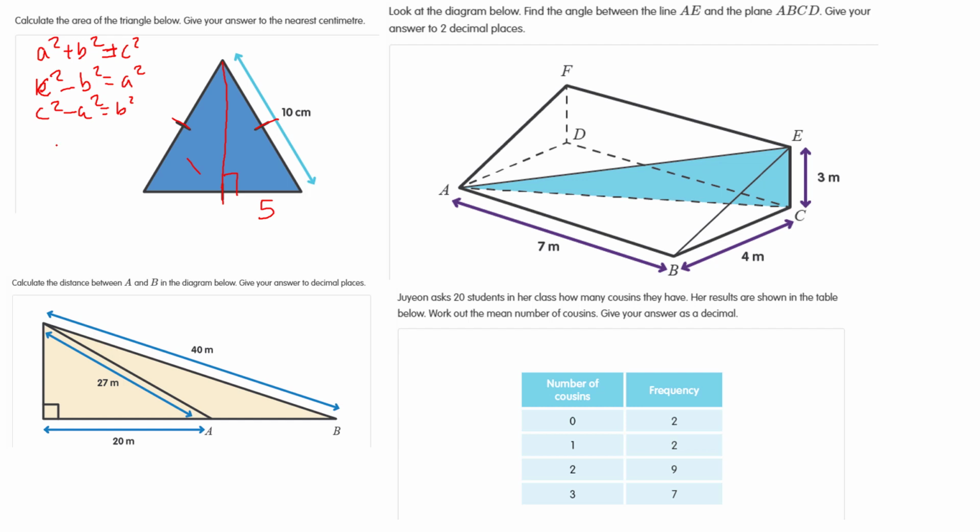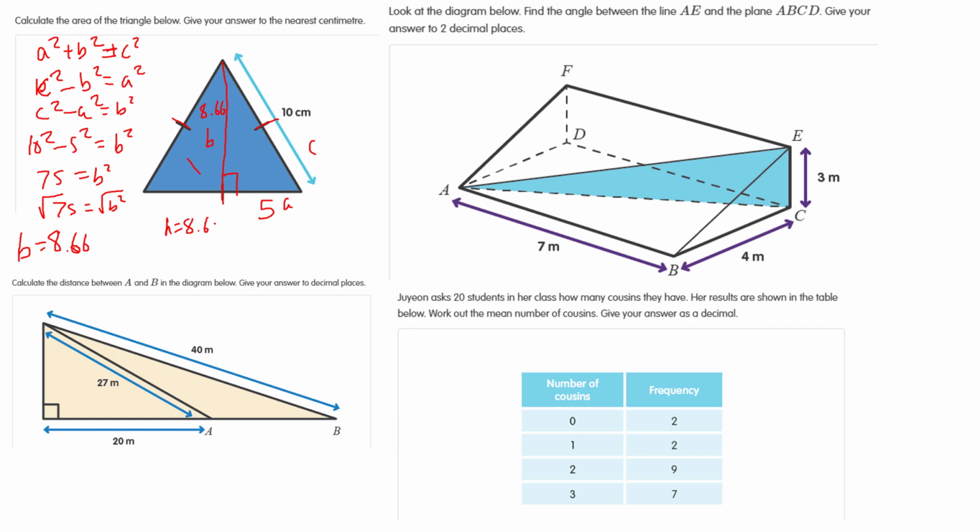So we've got 10 squared minus 5 squared equals, I'm going to call that b here, that's a, that's c, equals b squared. So that's 100 minus 25, so 75 equals b squared. You square root that to get b. The square root of 75 is 8.66, and it's asking for the nearest centimetre, so rounding to 2 decimal places would be fine for your working out.